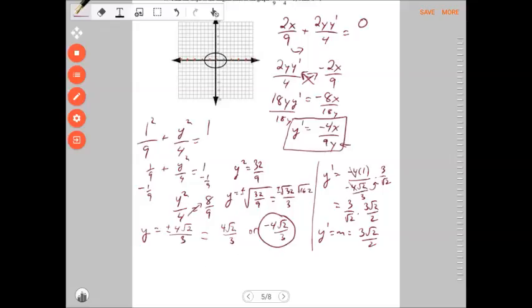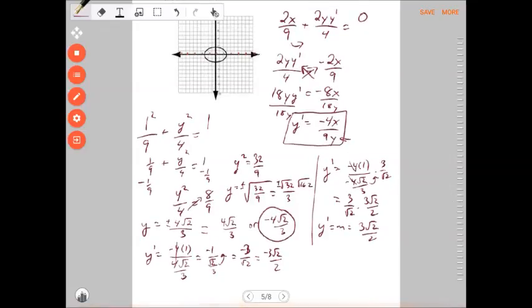Now let's try the other one. So y prime would be negative 4 times 1 over, now we're using the positive 4 root 2 over 3. Again, the 4s cancel, not the negatives this time, just the 4s. So that's going to be negative 1 over root 2 over 3. So flip and multiply, so that's going to equal negative 3 over root 2, which is going to be negative 3 root 2 over 2.